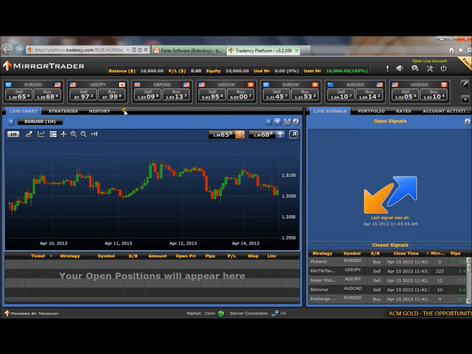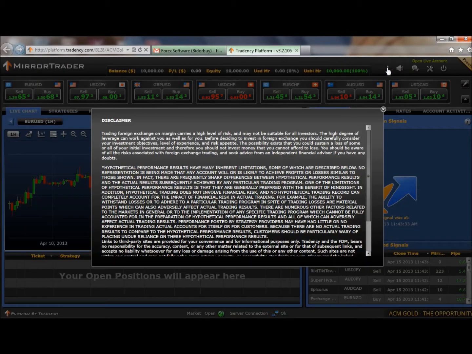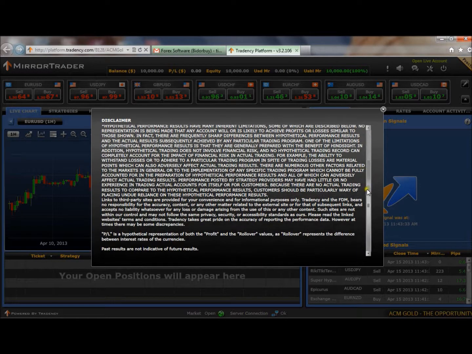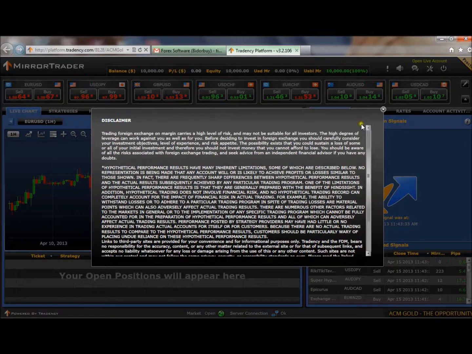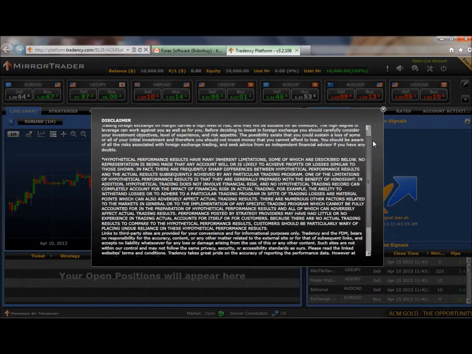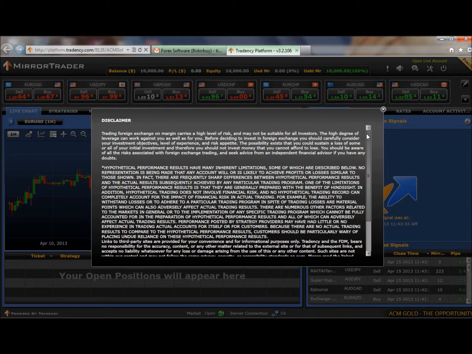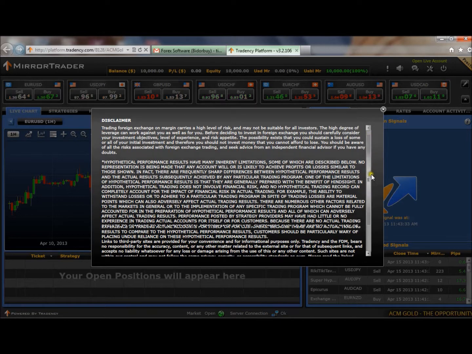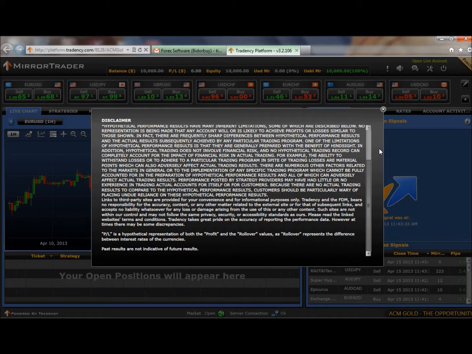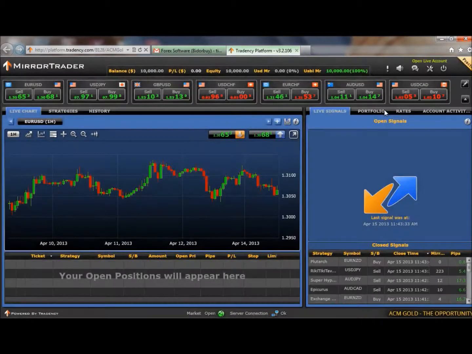Then once you've logged in, you'll get a message that shows the disclaimer. This will just tell you that Forex is risky. You shouldn't trade with money that you can't afford to lose, and so on. Please read through this before clicking accept. And once you click accept, you will be given access to the platform.